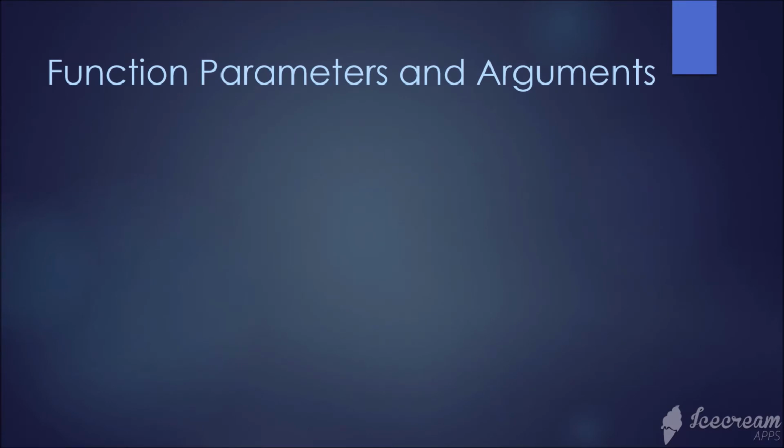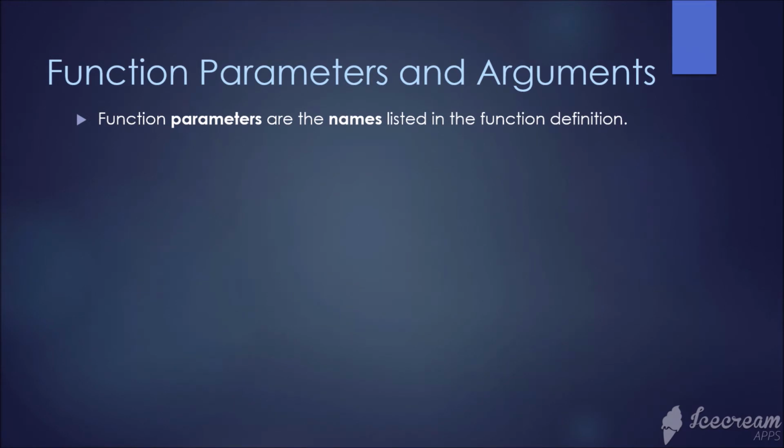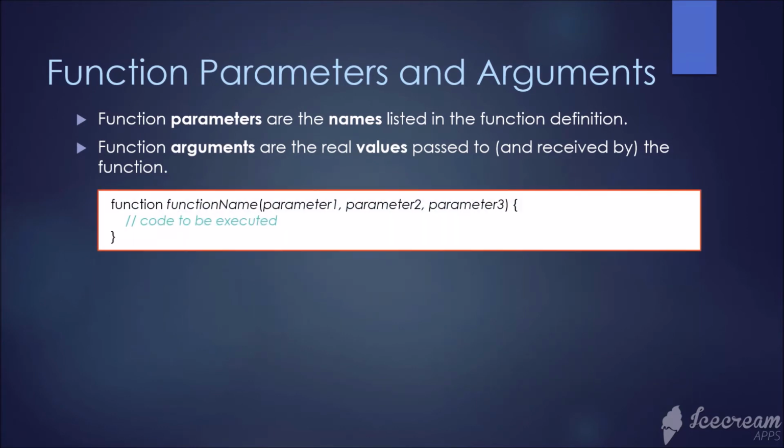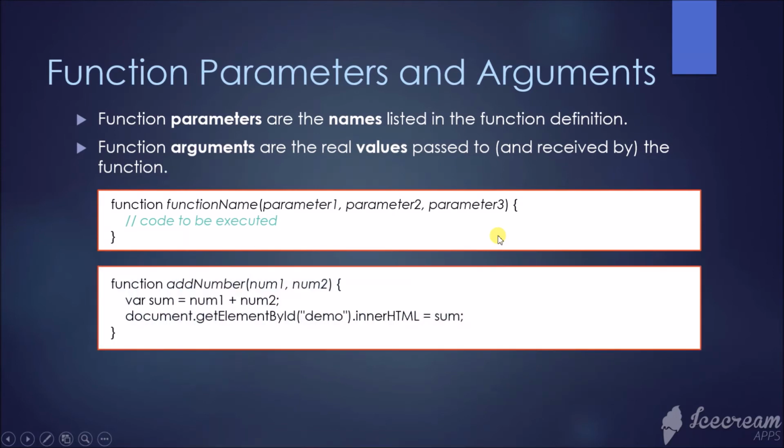Okay, so function parameters and arguments. Function parameters are the names listed in the function definition. Function arguments are the real values passed to and received by the function. So we have here yung syntax natin. Basically, nilalagay natin yung mga parameters natin sa loob ng parenthesis. Okay?